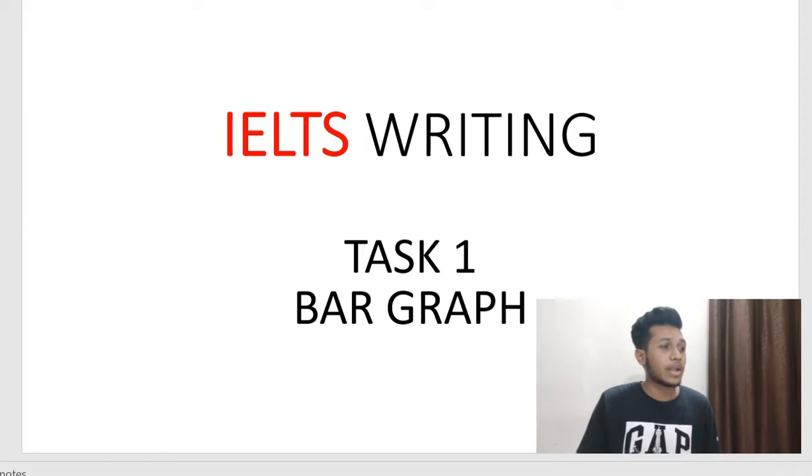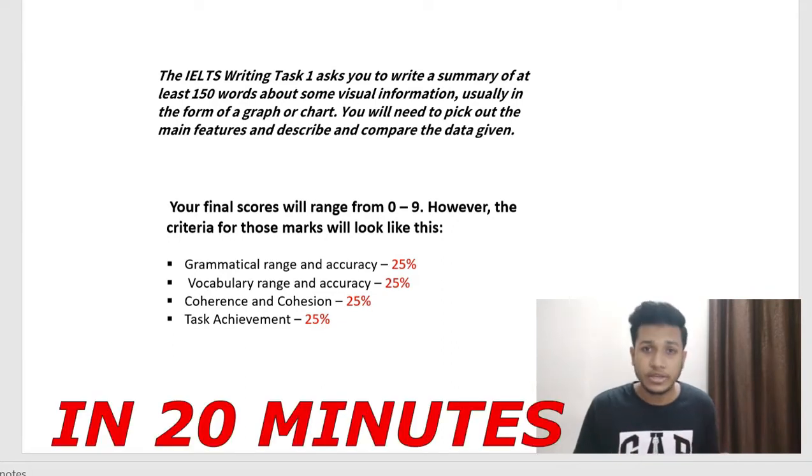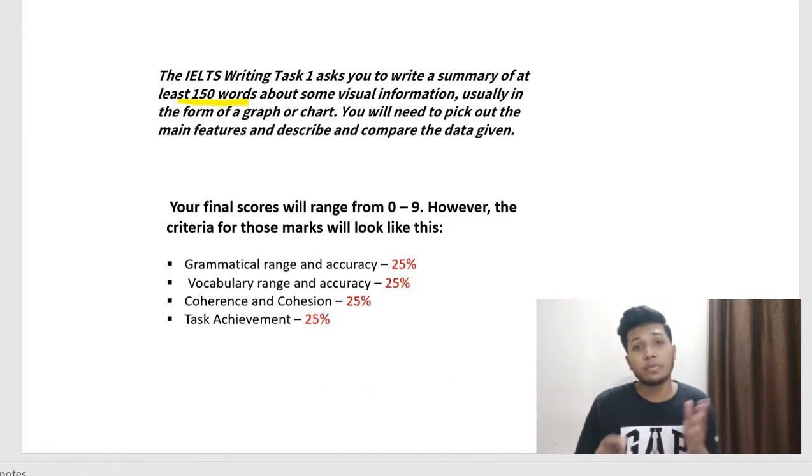So the first topic that I would like to talk about is bar graph. Let me first give you some information about writing task 1. You have to complete this task 1 within 20 minutes and you have to write at least 150 words. There may be different types of topics in writing task 1. It may be bar graph, line graph, pie chart, it may be map drawing or any other sort of thing. I will talk about all these topics in further videos, but in today's video I'll be talking only about bar graph.